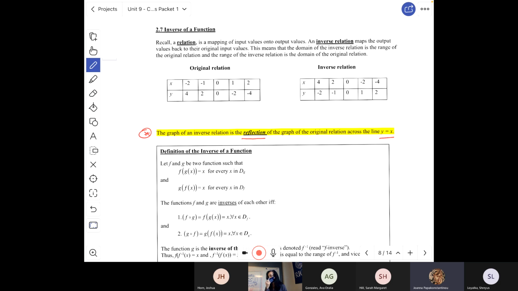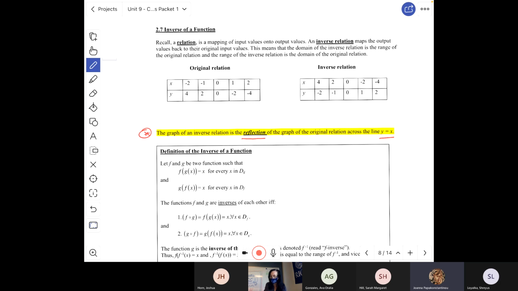Right. So some very special relations, mappings of inputs and outputs, are functions. Which ones are functions? Well, for every x, there is only one y. For every input, you can have only one output for that relation to be a function. So sometimes when you take the inverse of a function or a relation, its inverse is not a function.